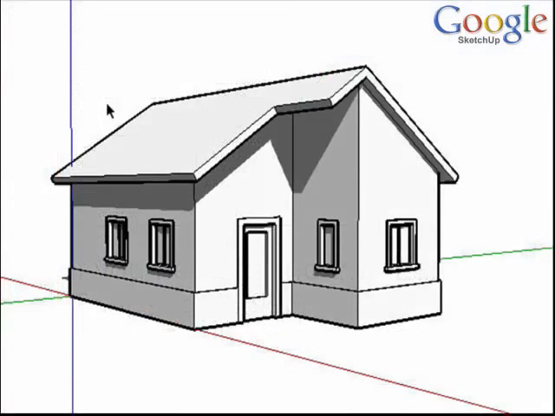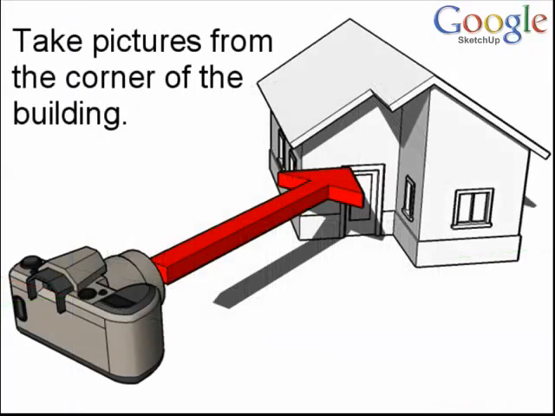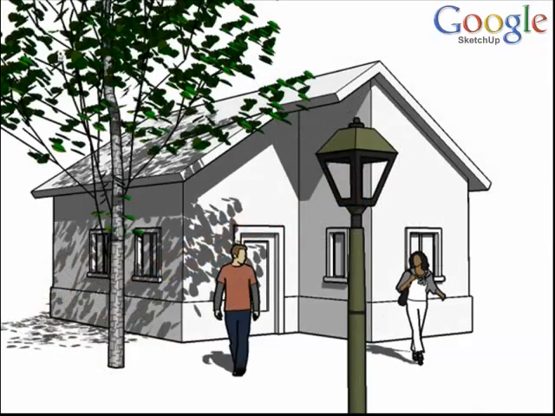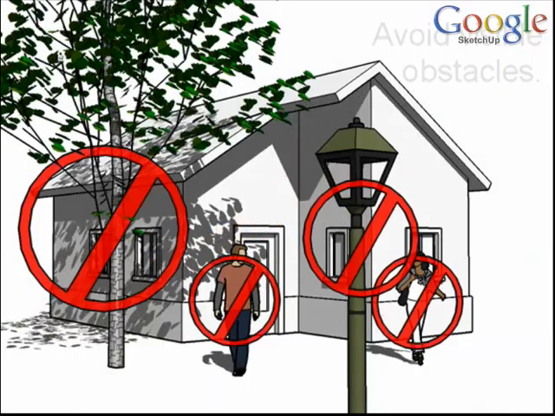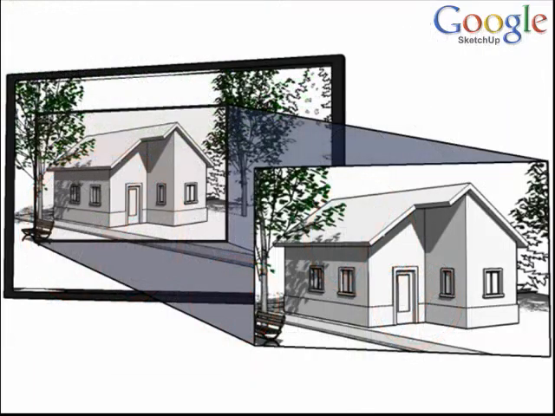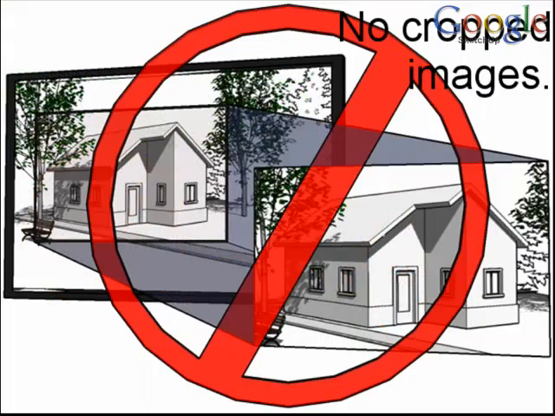When you're taking or considering pictures for matching a photo, be sure to follow these guidelines. Try to take the images from the corner of the building so you get a good view of both sides of the building. Try to get a clear picture of just the building without trees or other visible obstacles in the way. Also, any image you use must not be cropped. Keep this in mind if you want to use images from a book or the web, as they probably have been cropped and might not work well.